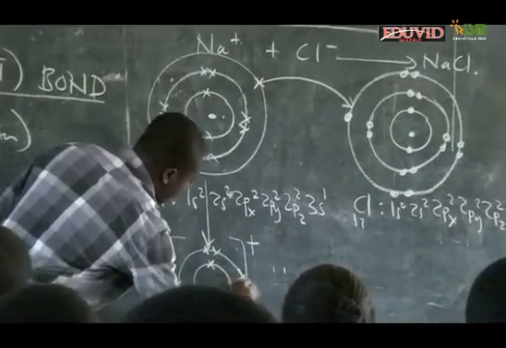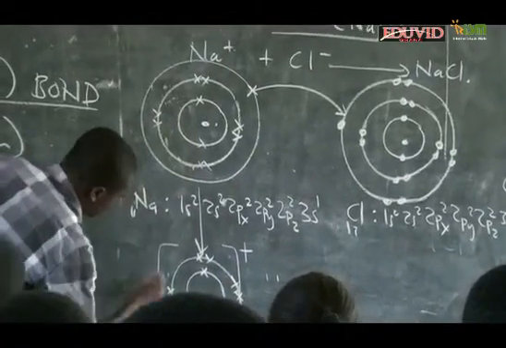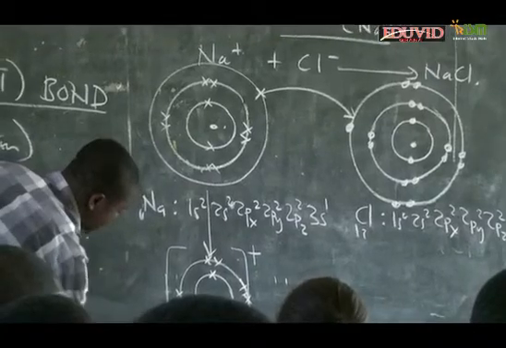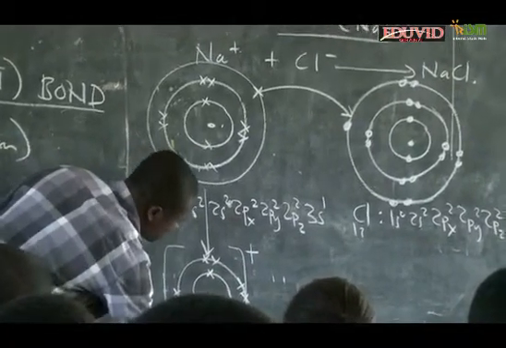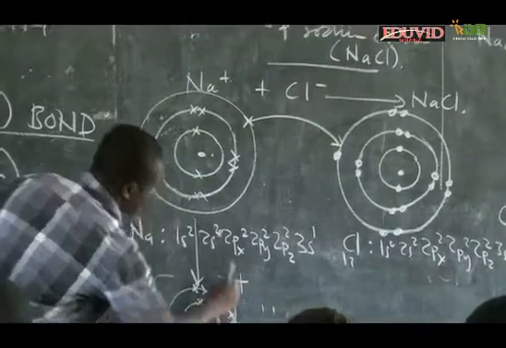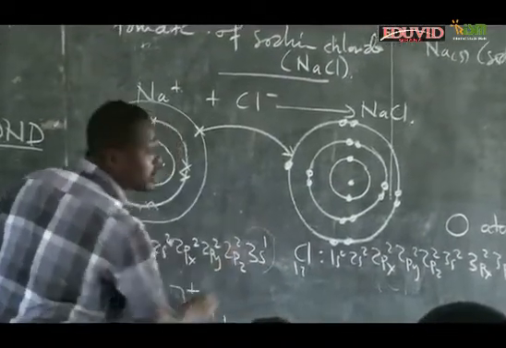So the configuration now becomes Na+, which will be 1s2, so you can write 2 and then 8. That is, this orbital electron is gone.